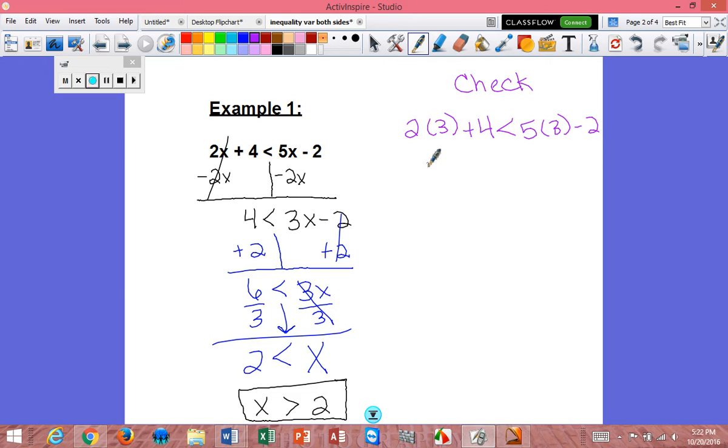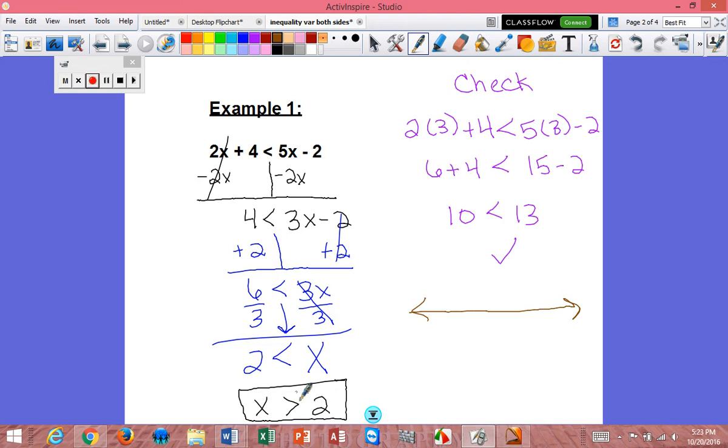So this would be 6 plus 4, and this would be 15 minus 2. 6 plus 4 is 10. 15 minus 2 is 13. Yes, 10 is less than 13, so we know that our solution is correct. And now I'm going to graph it.